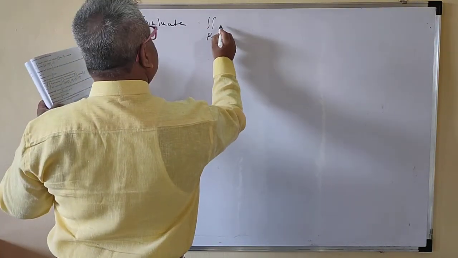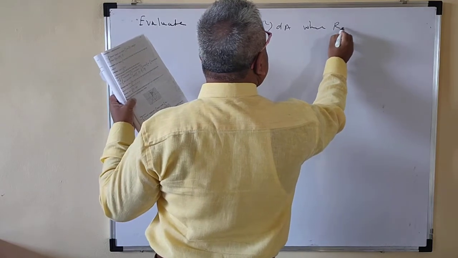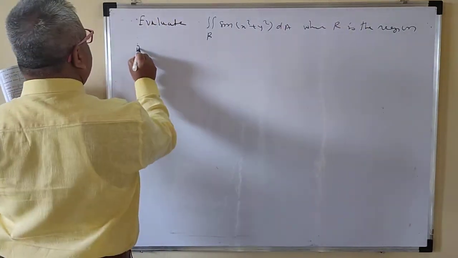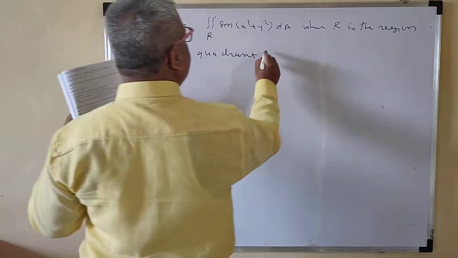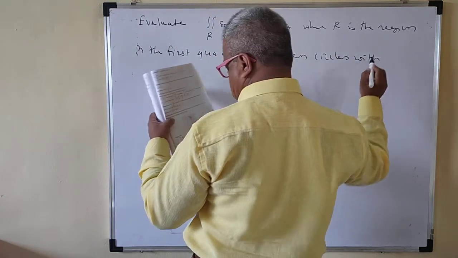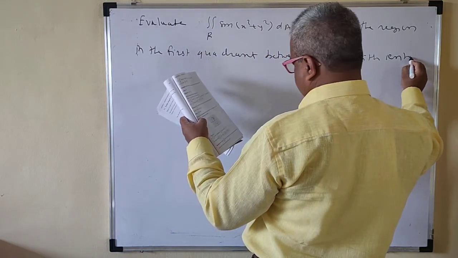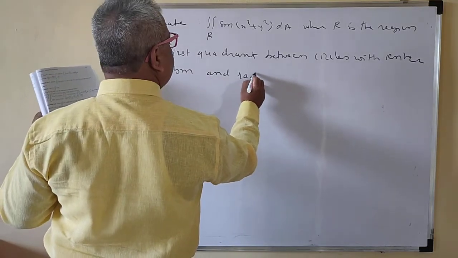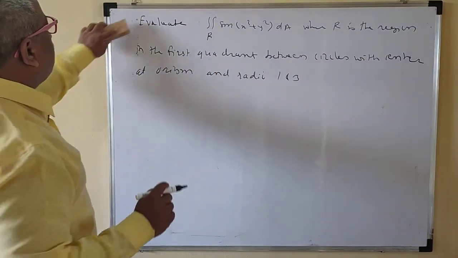Evaluate the double integral over R of sine of x square plus y square dA, where R is the region in the first quadrant between circles with center at origin and radii 1 and 3. Okay, solution. Let I be equal to this.